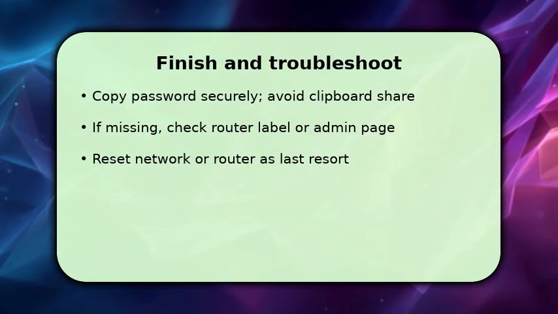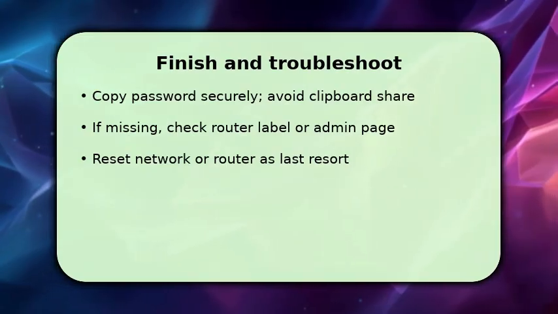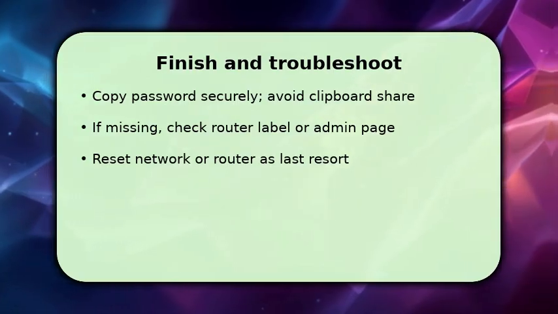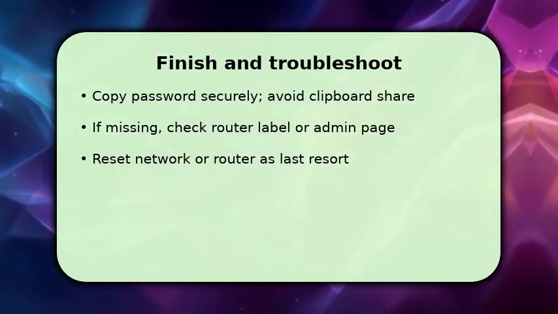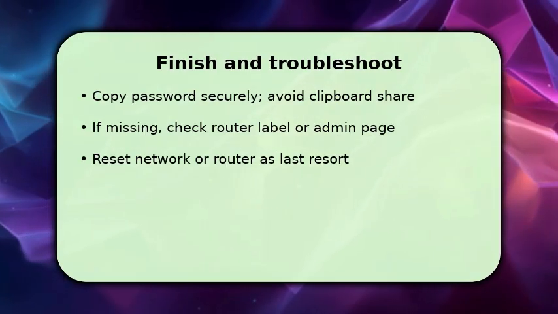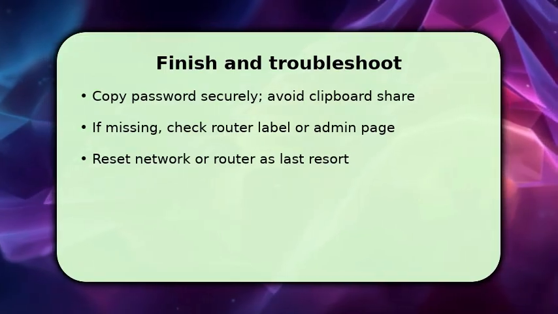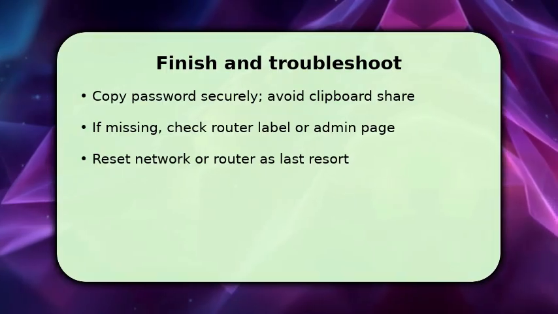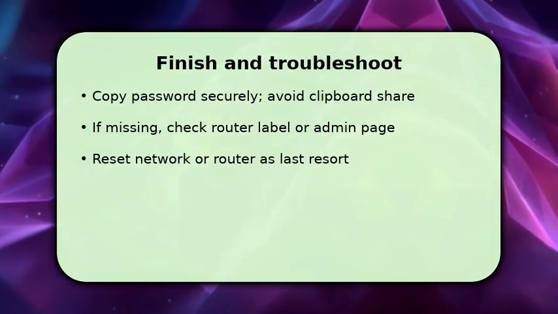You finish by copying the revealed password into a secure place or entering it on the target device, and then remove any exposed value from the clipboard to reduce risk. If the password isn't stored or you can't authenticate, check the router's label for the default key or log into the router admin page. If that fails, reset the router and create a new password.